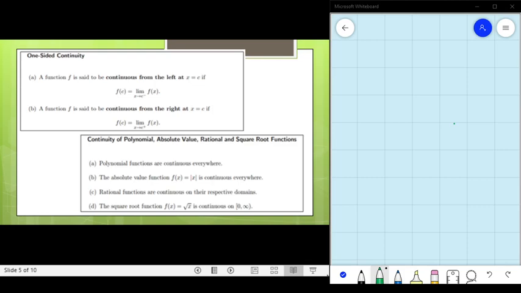Then the square root function, f of x equals square root of x, is continuous on the open interval from 0 to positive infinity, because the index of the square root is 2, meaning the radicand should not be negative. If the radicand is negative, the function becomes undefined, so it is discontinuous at a certain point. So it is continuous on the interval from 0 to positive infinity, where 0 is included or part of the domain.